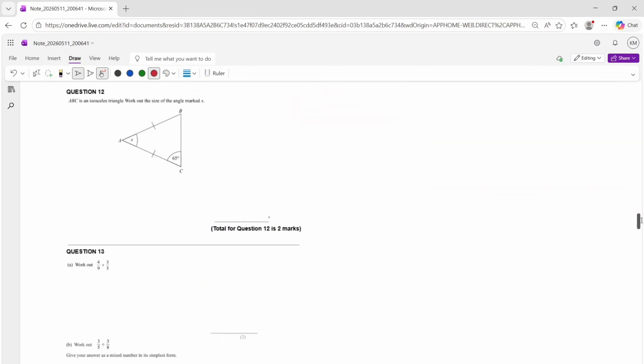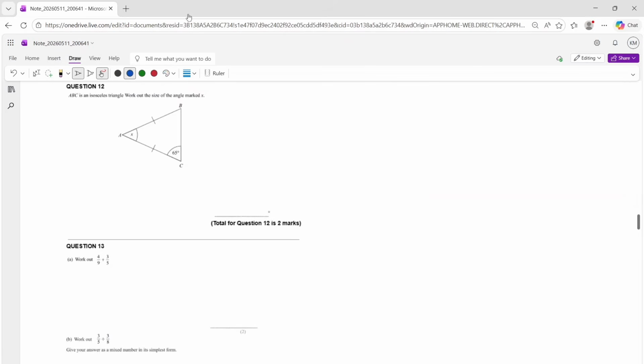Okay, question 12. I've been told that ABC is an isosceles triangle. Well, we can see that from the 2 lines drawn on here. Work out the size of the angle marked X, which is here. Now, often people think that this angle X is equal to this 65 over here, but these are the 2 sides that are equal in my triangle. So the 2 angles that are equal in the isosceles triangle are the 2 angles below the equal sides at the bottom, at the base. So these are the equal sides. So this angle is equal to this angle here, which we already know is 65.